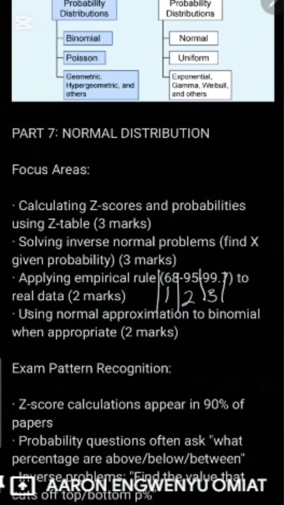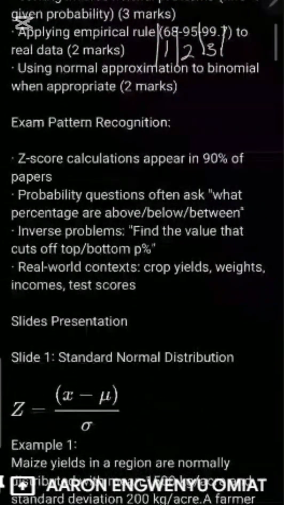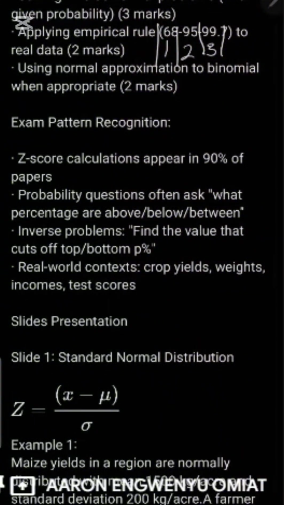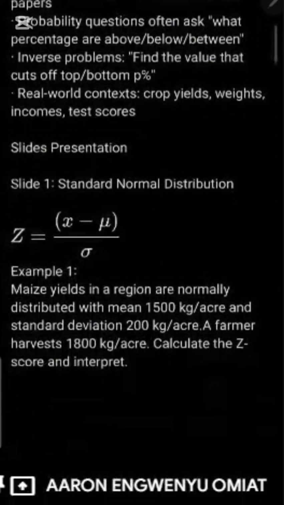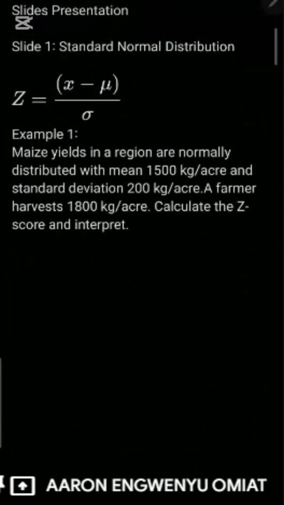Then lastly, we shall look at using normal approximation to binomial when appropriate. So in the exam, you should be able to... okay, let's go straight. So, standard normal distribution: Z is equal to X bar minus mean divided by standard deviation.